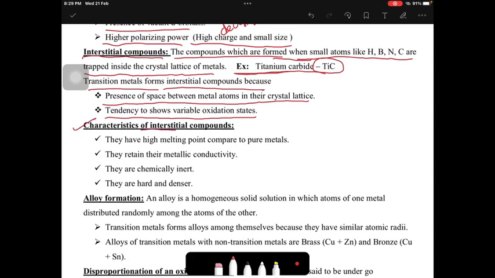Characteristics of interstitial compounds. They have high melting point compared to pure metals. They retain their metallic conductivity. They are chemically inert. They are hard and denser.